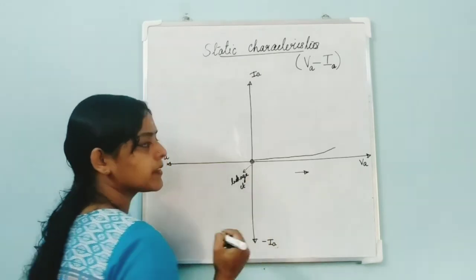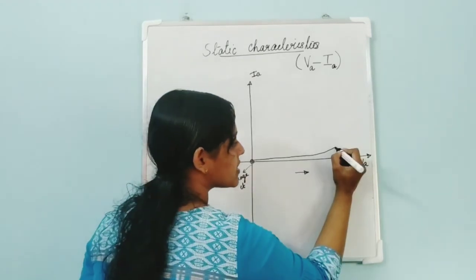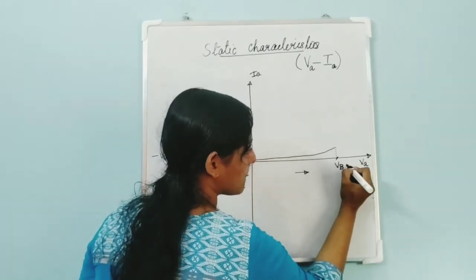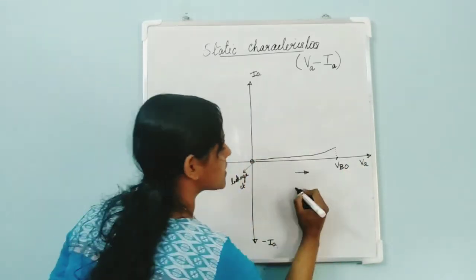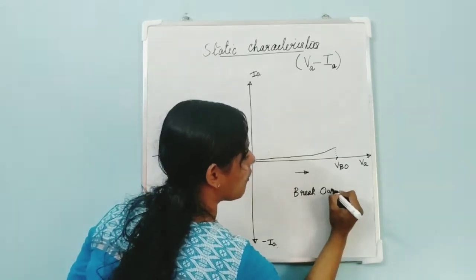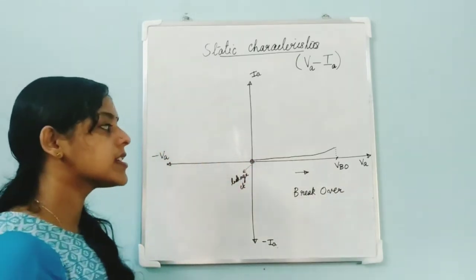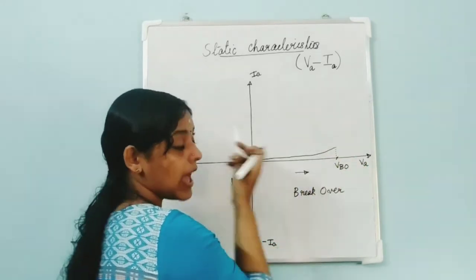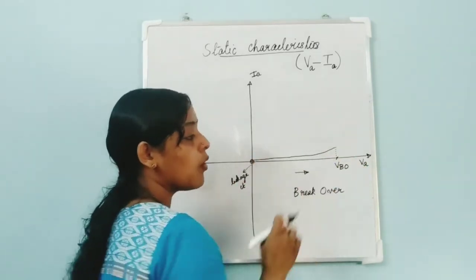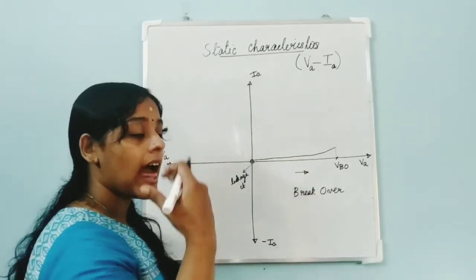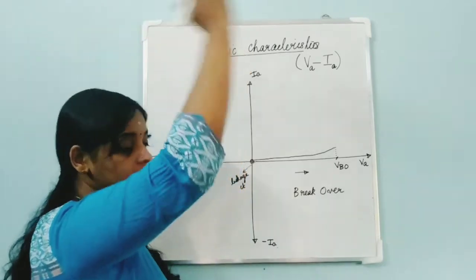Leakage current. Okay. Now, when the voltage reaches a value which we call VBO, VBO means break over voltage. When it reaches a value VBO, what happens? This is the highest value, and once it reaches VBO, what will happen? Junction J2 also starts conducting, and your current increases gradually.